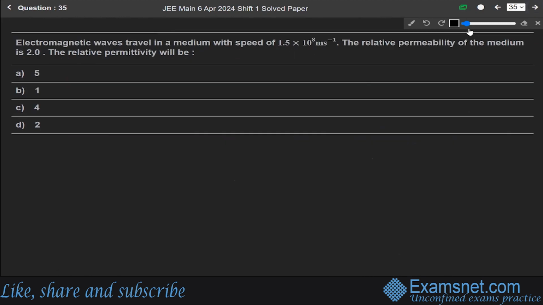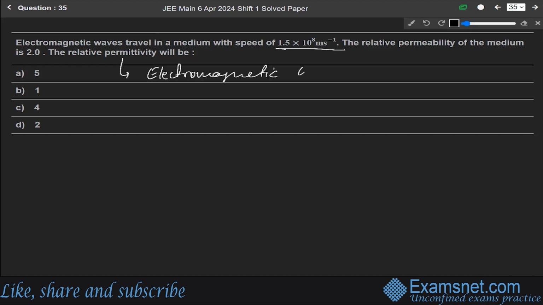Now, next question 35. Electromagnetic waves travel in a medium with a given speed. The relative permeability of the medium is 2.0. The relative permittivity will be. Okay, so this question is from the chapter of electromagnetic waves.